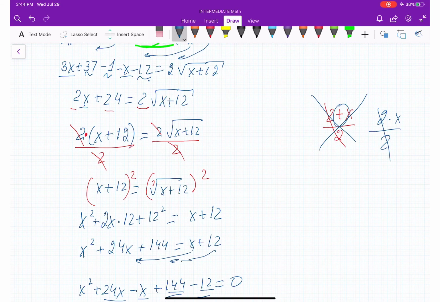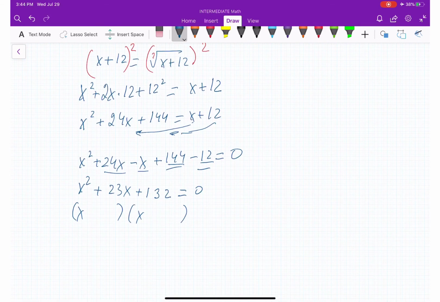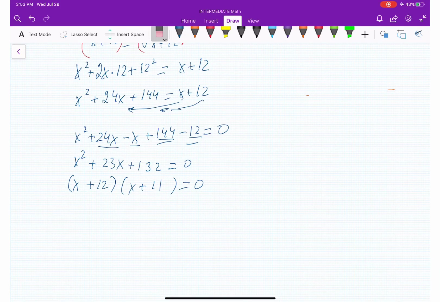So it's going to be, let me see, I think it's going to be 12 and 11. Let's see, x plus 12 and then x plus 11. 12 times 11 is 132. 12 plus 11 is 23, equals 0. So we have x plus 12 is equal 0, which means x is equal negative 12. And x plus 11 equals 0, which means x is equal negative 11. Okay, now let's check it.